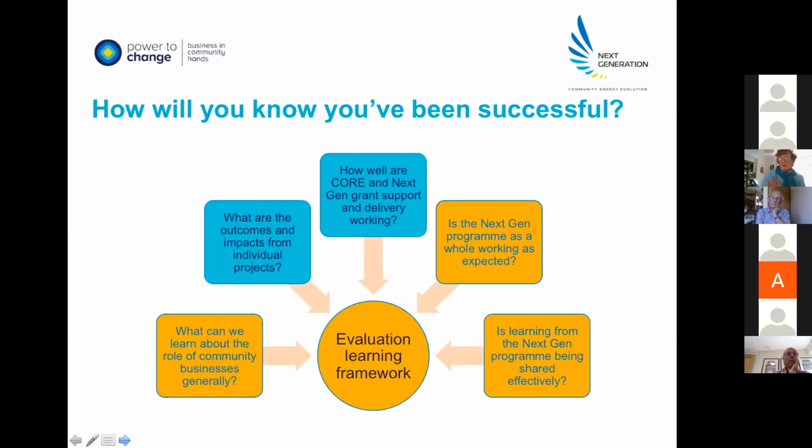The next blob, the first of the blue ones, is about what are the outcomes and impacts from individual projects. So that's absolutely at the heart of what you'll be looking at. So hopefully we can work in partnership there, that you may want to look at things that are above and beyond the next generation activities. You may be interested in impacts which are very much focused on carbon and climate change, or maybe, as Saskia said, you're particularly interested in wider social benefits in the local community. But there'll be overlap with what the Next Gen evaluation is looking at.